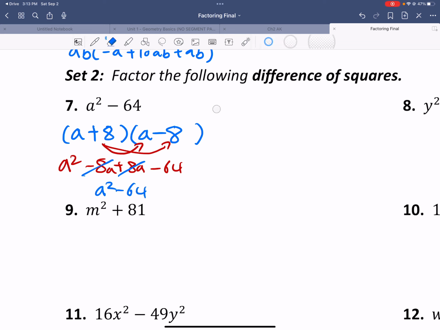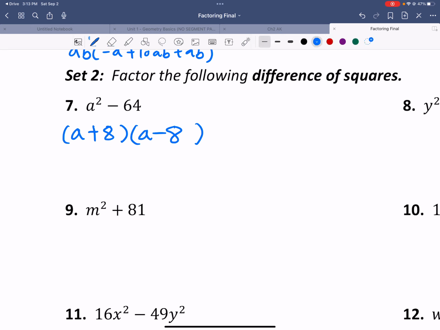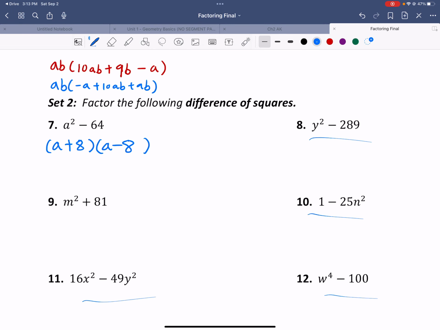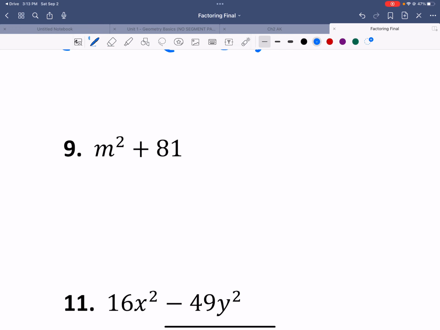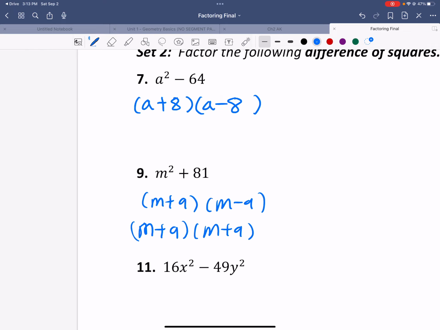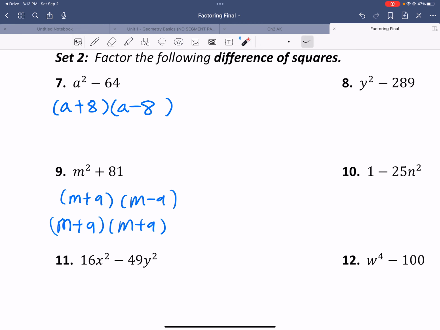This difference of squares, you will use it almost every day in calculus, so you must feel very comfortable. Now, what I want you guys to do is figure out these numbers by yourself later. But try question number 9. Pause the video and try question number 9. If you got m plus 9, m minus 9, you're wrong. If you got m plus 9, m plus 9, you're also wrong, because do you see the sign is positive, not negative?